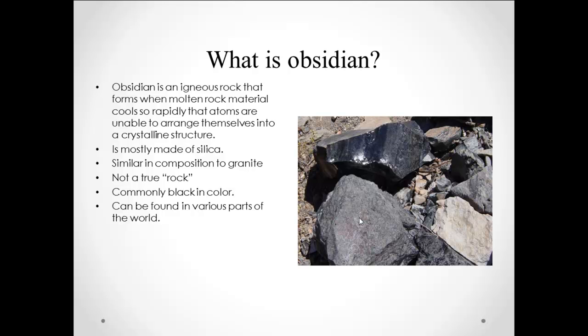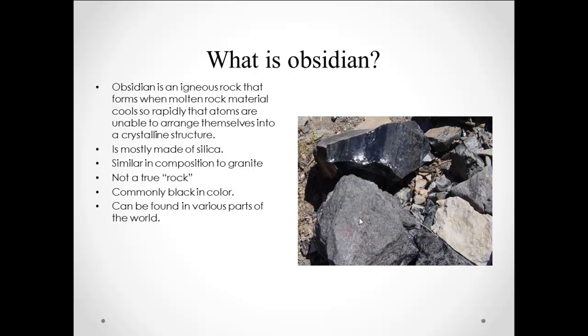Obsidian is mostly made out of silica, about 70%. It also contains some iron and magnesium. It has a similar composition to granite, but obsidian cools much more quickly and granite cools much more slowly. Also, because of the lack of mineral structures, obsidian is not considered a true rock, but it's still a rock anyways. Obsidian comes in different colors, although its most common color is black, and the reason for that is because of the iron in it.